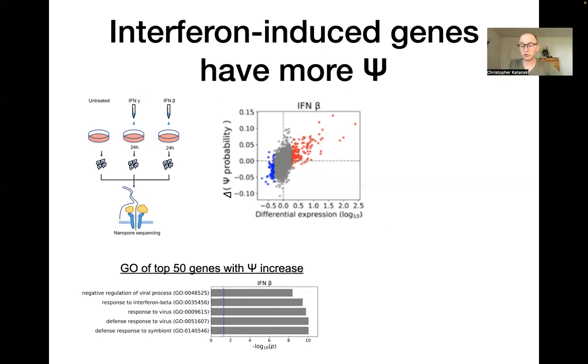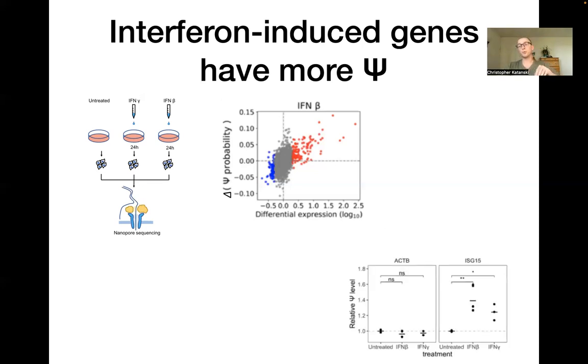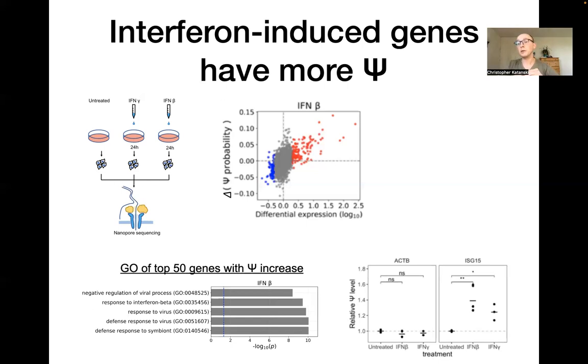Now we worked really hard to replicate these results via a different method. So we developed a qPCR CMC-based validation here. We're looking at a control gene, actin, and we're asking, when we treat cells with interferon, do we see any change in pseudo-U levels by a qPCR technique? And it's mostly flat. If we look at an interferon-stimulated gene, ISG15, indeed, we replicate that there's an increase in pseudo-U levels across the entire gene by qPCR.